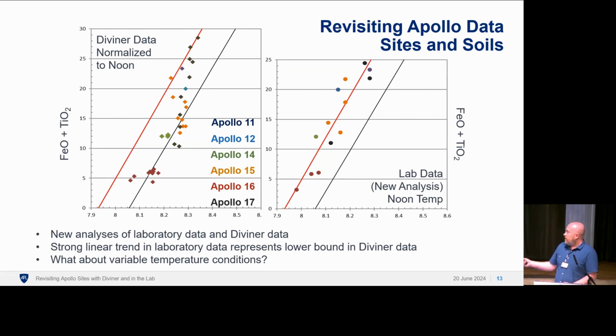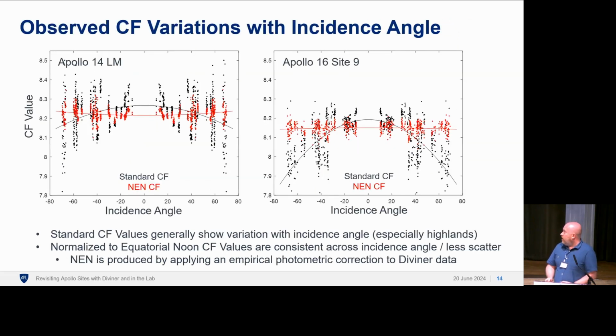The issue there is that the data we're showing here for Diviner are normalized to equatorial noon. So we've done a photometric correction. And why that's necessary is because of the thermal effects that are happening on the moon. If you just calculate the 3-point spectrum to figure out what the Christiansen feature is, there's a very strong diurnal dependence. And so these are Diviner data that have been mirrored around noon.